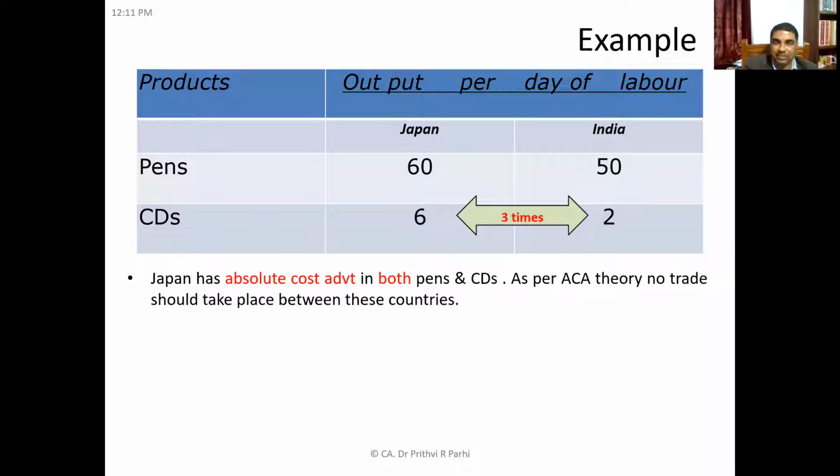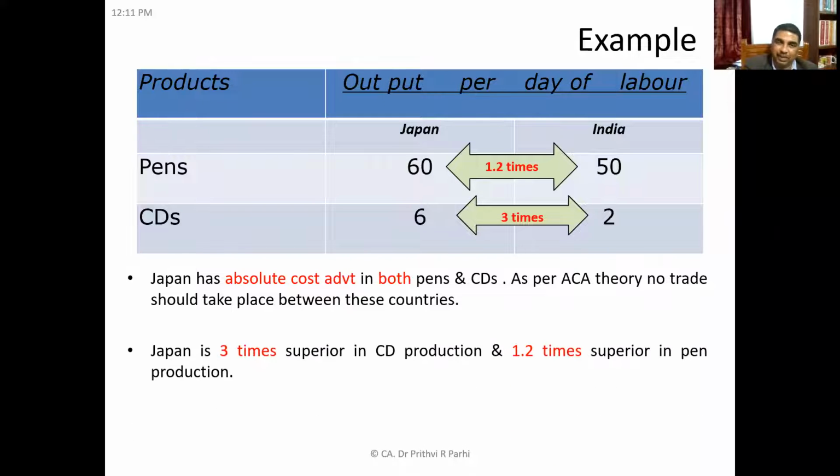Comparatively, one can see. So in this example, we have seen that Japan was producing pens, and India was also producing CDs. We compared Japan and India, and we have seen that Japan was 1.2 times superior in production of pens and 3 times superior in production of CDs. If that is the situation, then comparatively Japan is more superior with regard to production of CDs. So that country should focus on production of CDs and import pens from India. That was this theory that we have already understood. Yes or no? Is it clear up to this?